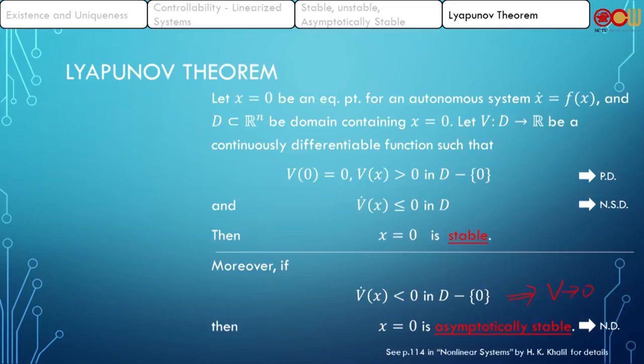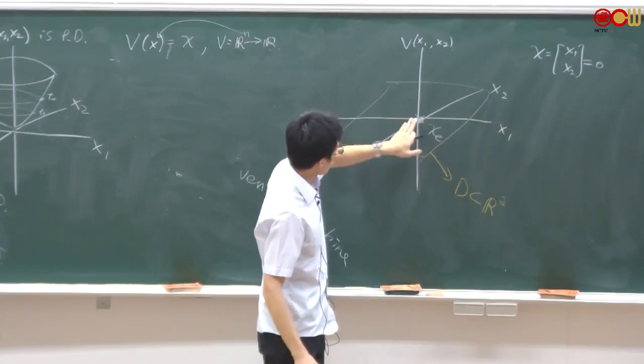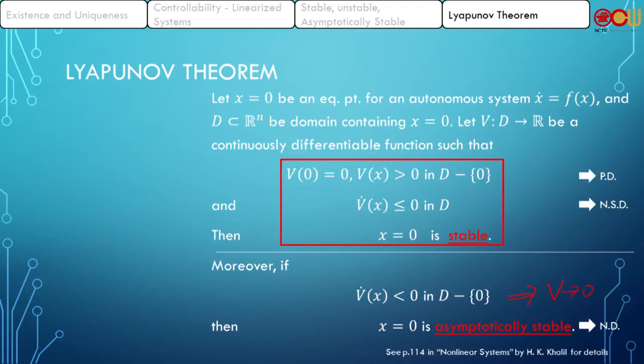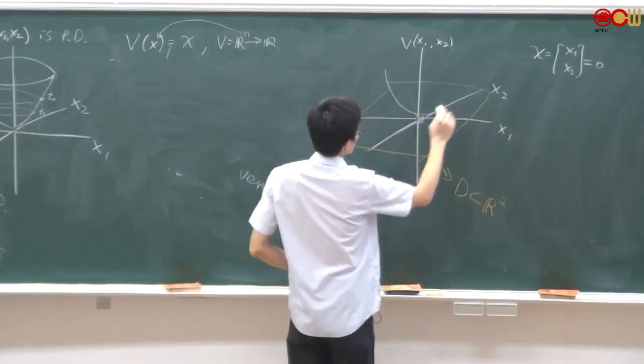So V has to be a continuously differentiable function, C1. Otherwise the solution is not unique. If it only satisfies C0, the solution only exists, but is not unique. So the condition for V is V(0) equals 0, and V is greater than 0. This is PD, the requirement for a PD function. Anywhere in this domain excluding the origin, the value of V(x) has to be greater than 0.